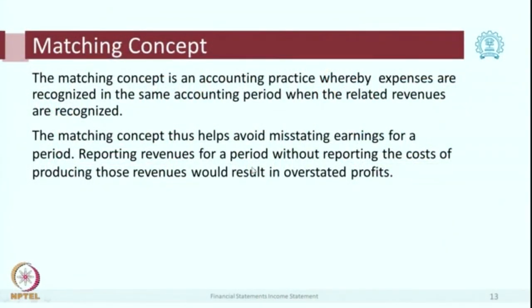Now the matching concept avoids misstatements in earnings. So what happens is, suppose you have generated revenue in the current period, the expense which is related to that should also be recognized in the same period. If you record revenue now, you will show a lot of profits in this year. Expense will come in the next year, but in that year revenue is not there, so you will show a lot of losses in the next year. So that leads to a misstatement. So the matching concept says that whenever you recognize the revenue, also recognize the expense related to that. So neither is there excessive profit in the earlier year nor sudden losses in the next year; that is avoided.